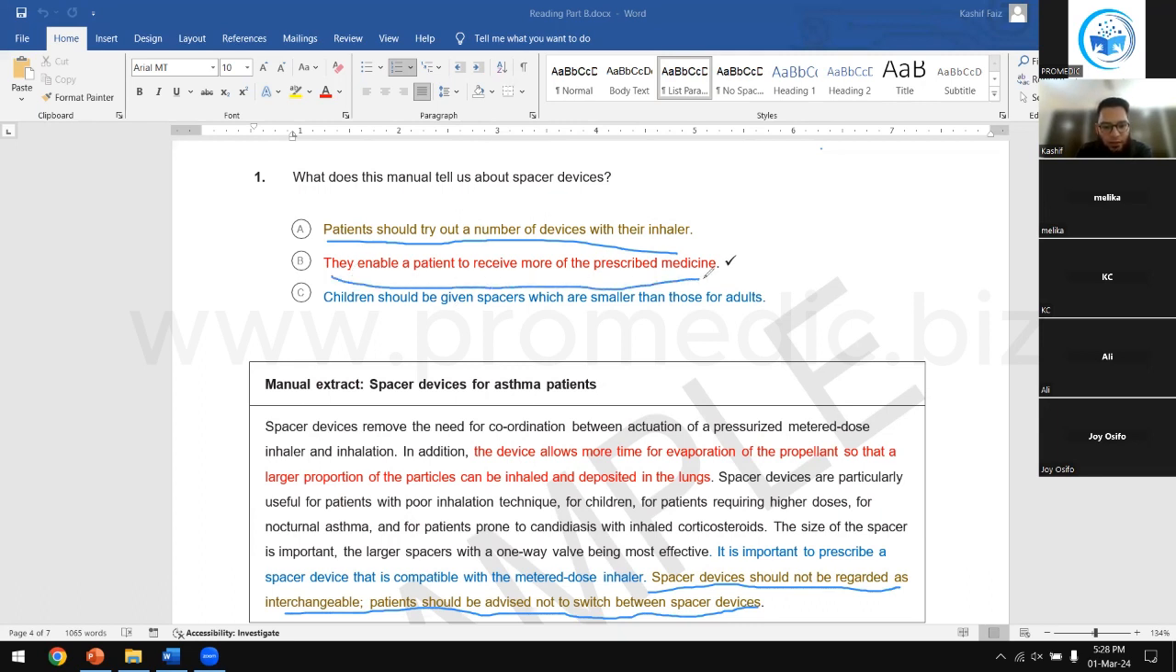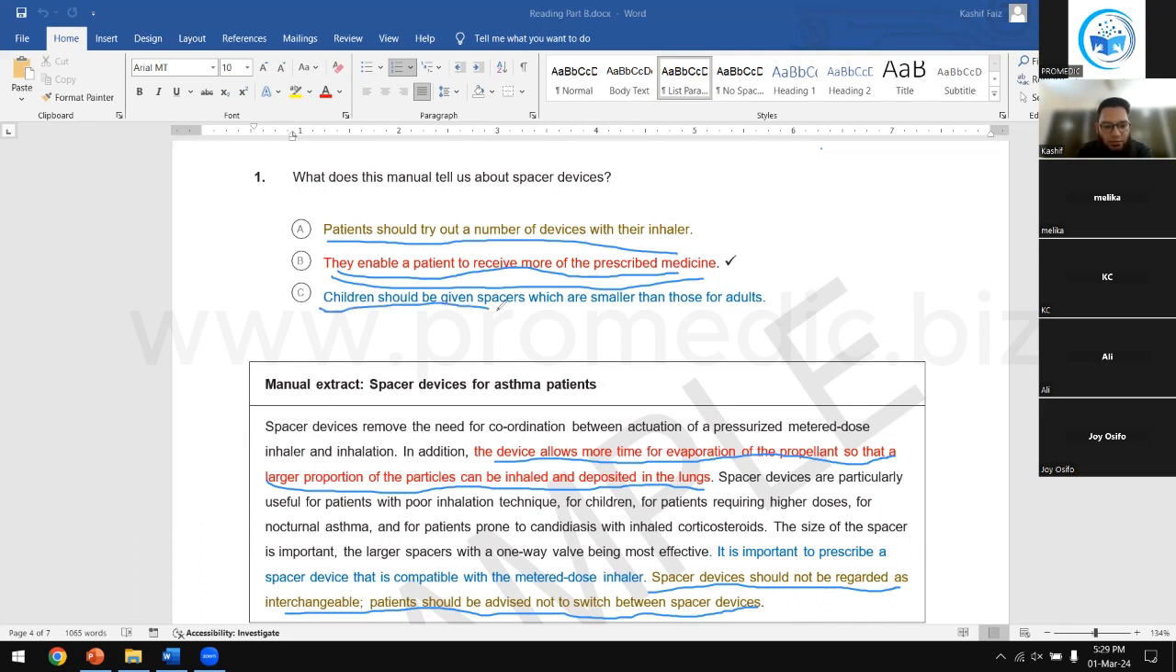Why is B the right one? It says the device allows more time for evaporation of the propellant so that a larger proportion of the particles can be inhaled and deposited in the lungs. And it says they enable a patient to receive more of the prescribed medicine.